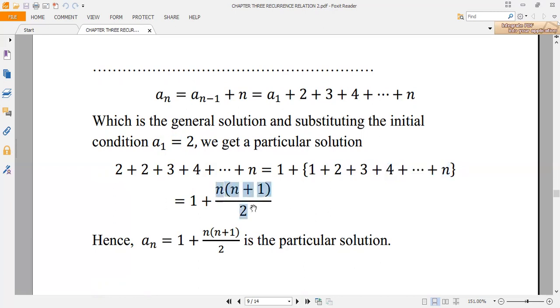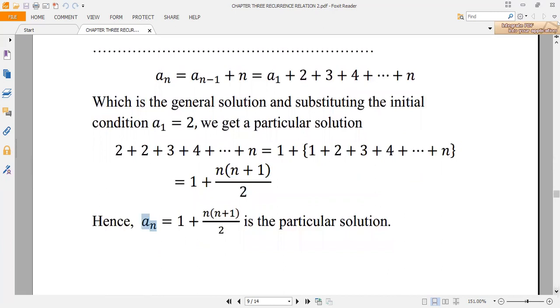As you have learned in basic mathematics of the freshman course, this sum is equal to n times n plus 1 over 2. So an is given by 1 plus n times (n plus 1) over 2, which is the particular solution for the recurrence relation. In the next section, we will see the solution of second order homogeneous linear recurrence relations.